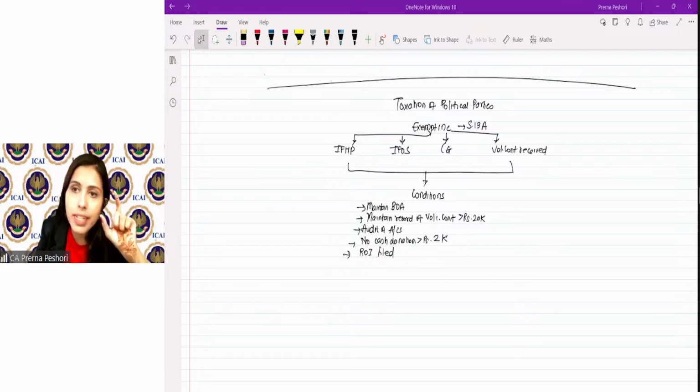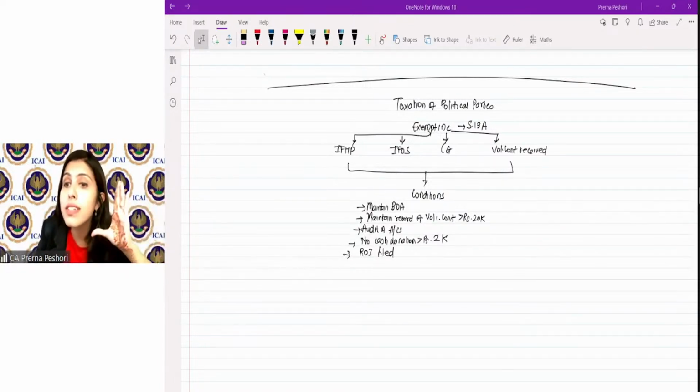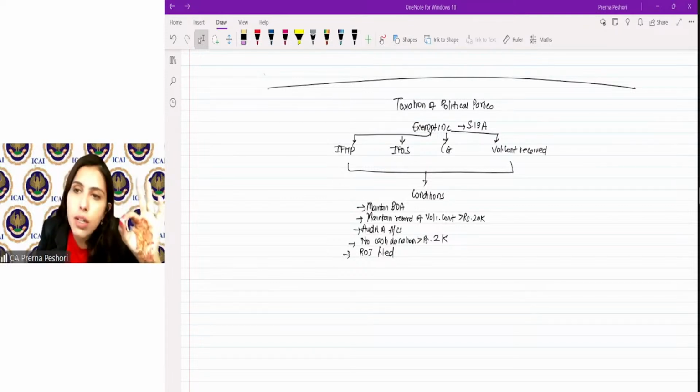For a non-resident, only the income which is accruing or arising in India is taxable under Section 5 of the Income Tax Act. So Section 5 of the Income Tax Act provides that the income which is accruing or arising or is deemed to accrue or arise in India or is received or deemed to be received in India is taxable in India. Whereas for a resident, global income is taxable wherever arising. For a non-resident, Section 5 provides only the income accruing, arising, deemed to accrue, deemed to arise, or received or deemed to be received in India is taxable in India. That is Section 5 of the Income Tax Act.